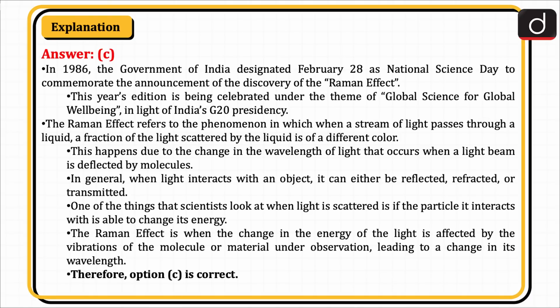This happens due to the change in the wavelength of light that occurs when a light beam is deflected by molecules. In general, when light interacts with an object, it can either be reflected, refracted or transmitted. One of the things that scientists look at when light is scattered is if the particle it interacts with is able to change its energy. The Raman effect is when the change in the energy of the light is affected by the vibrations of the molecule or material under observation, leading to a change in its wavelength. Therefore, option C is correct.